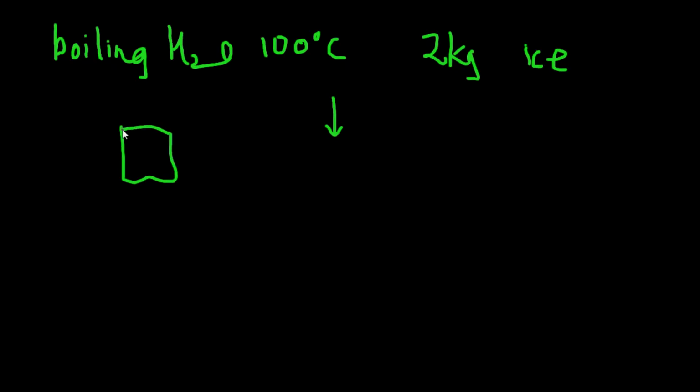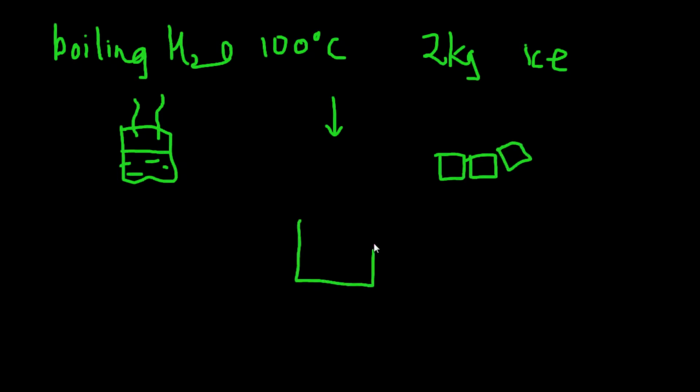I'm going to try and draw it just so you get an idea. Boiling water, so I'm just drawing a few vapors. It's at 100 degrees Celsius, right at the melting point, and you have 2 kg of ice. When you mix these two, what you should get is all water. It shouldn't be at 100 degrees Celsius. It shouldn't be at any other temperature. It should be at 0 degrees Celsius, that's given in the question.